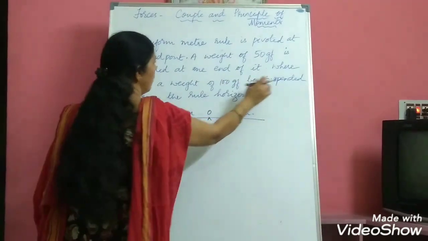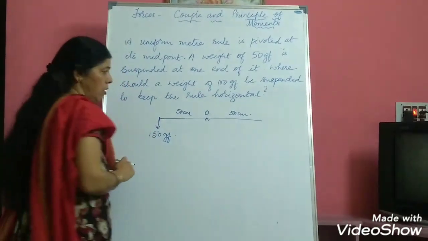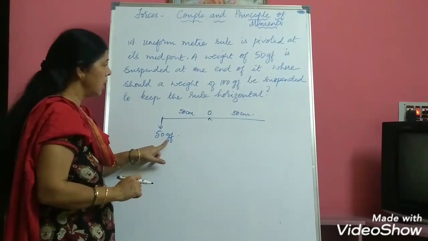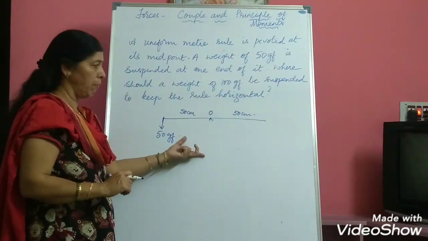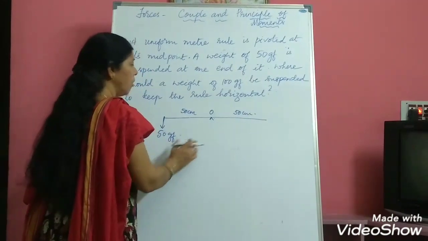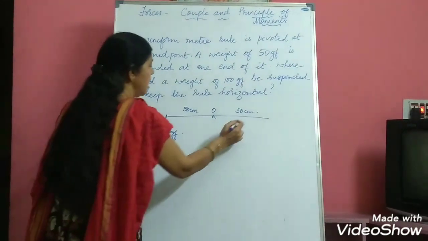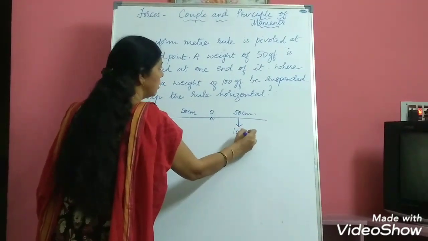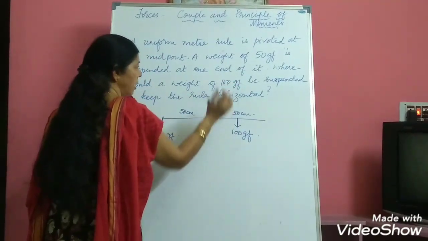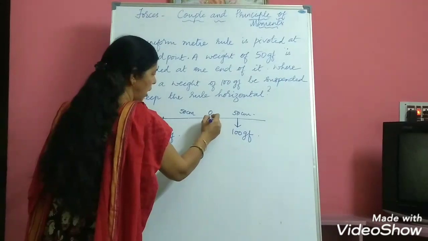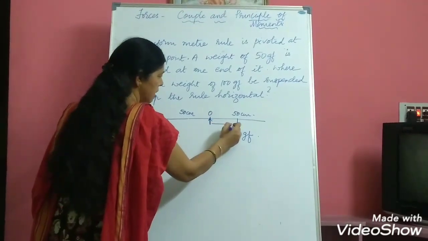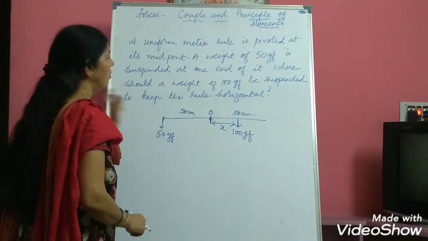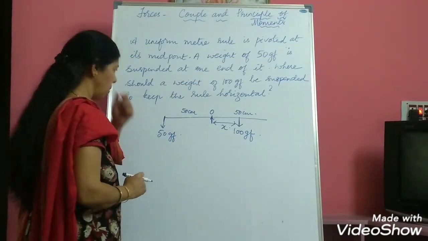Where should a weight of 100 gram force be suspended to keep the rule horizontal? Now, if a weight of 50 gram force is suspended at this point, then the rule will not be in horizontal position. If you want to bring it in horizontal position, or make it in equilibrium condition, then one more force or weight should be hung at this side. How much weight is hung here? It is 100 gram force. You have to calculate at what distance this weight has to be hung. This is the problem. Now this problem can be solved by principle of moments only.